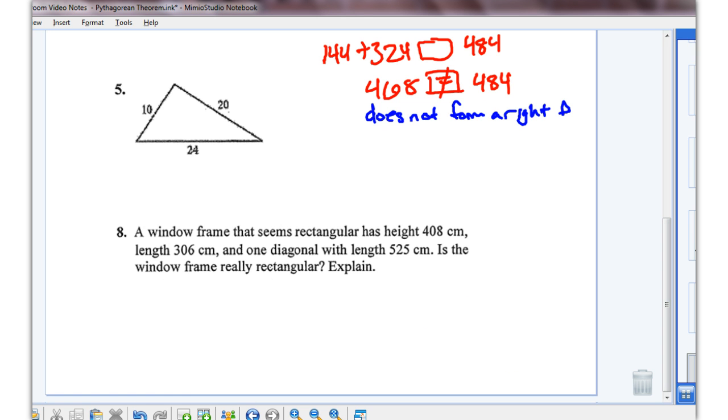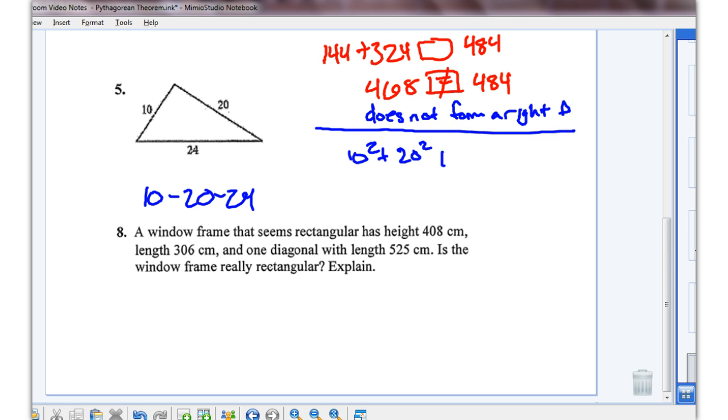Go ahead and try number 5 on your own there and set up the Pythagorean Theorem, and we'll see if it works out. Remember, put them in order first. Alright, so we got 10, 20, and 24. So when we put these in order, we'll do 10 squared plus 20 squared. And we'll see if that's equal to 24 squared.